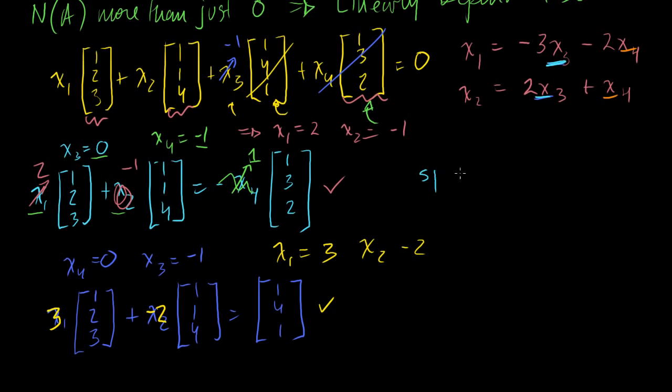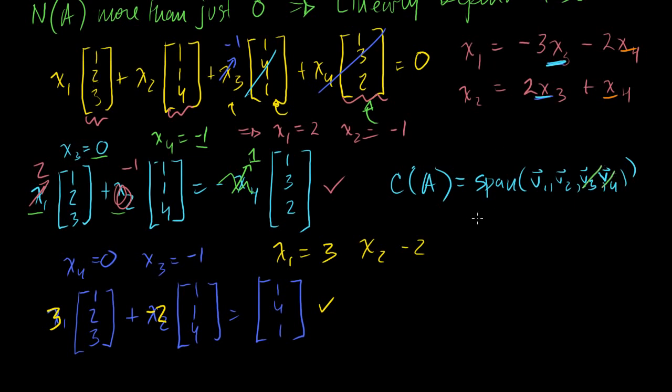So let me write it this way. All right, cross that guy. The column space of A, I can now rewrite. Before it was the span of all of those vectors. It was the span of all of the column vectors, v1, v2, v3, and v4. Now, I just showed you that v3 and v4 can be rewritten in terms of v1 and v2, so they're redundant. So that is equal to the span of v1 and v2, which are just those two vectors. Vector (1, 2, 3), and vector (1, 1, 4).